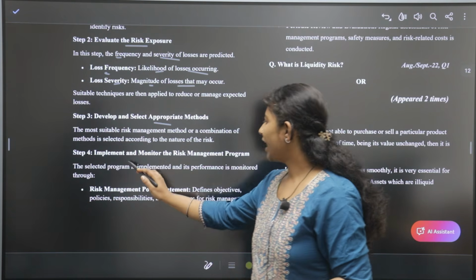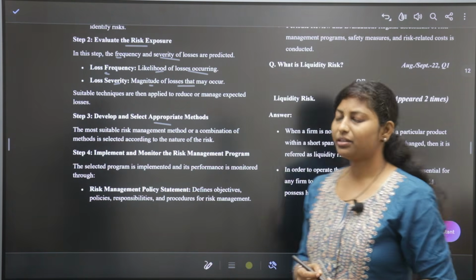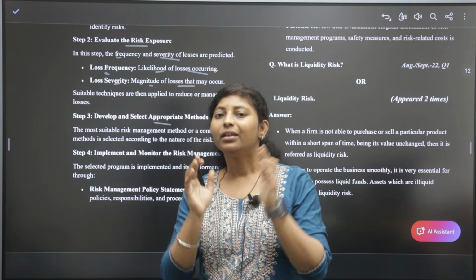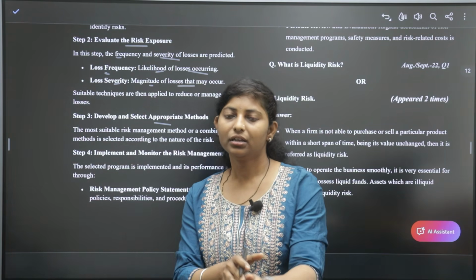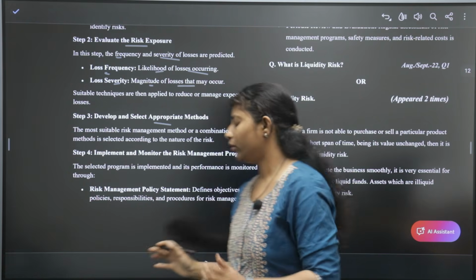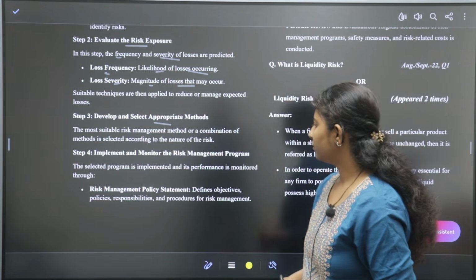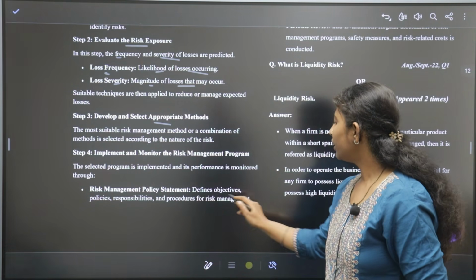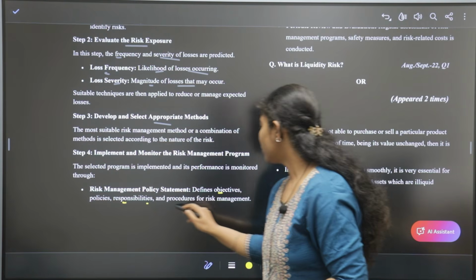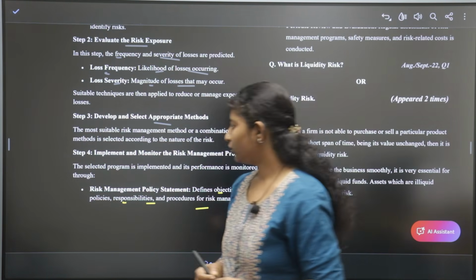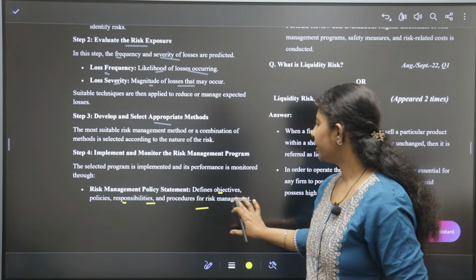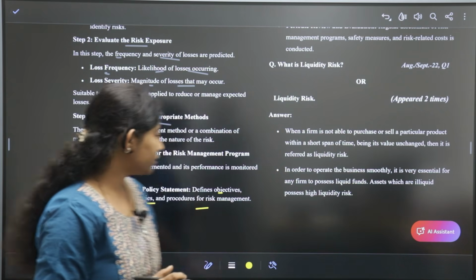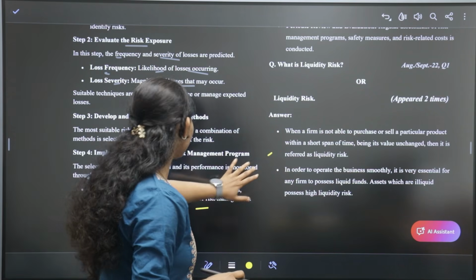Next, the fourth step is to implement and monitor the risk management program. Now that we have selected one method or technique to manage the risk, that technique is implemented in the business and controlled. We keep on controlling such things. Here we have the risk management policy statement, where we define our objectives, policies, responsibilities, and procedures for risk management. In the implementation we need to concentrate on our objectives, policies, and responsibilities, and we need to manage and control such things in our risk management policies.